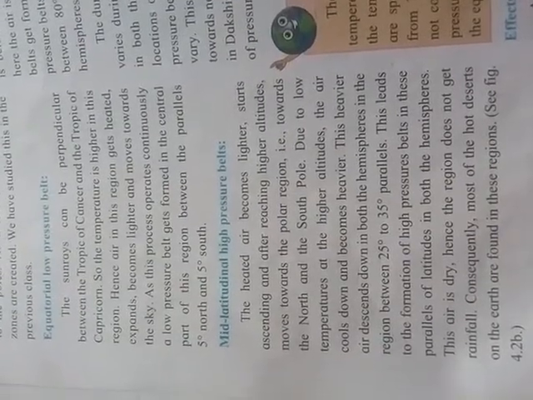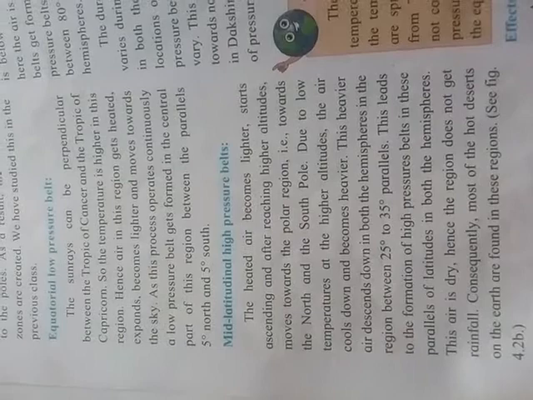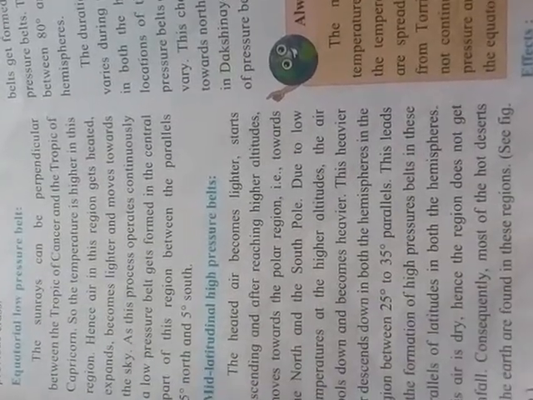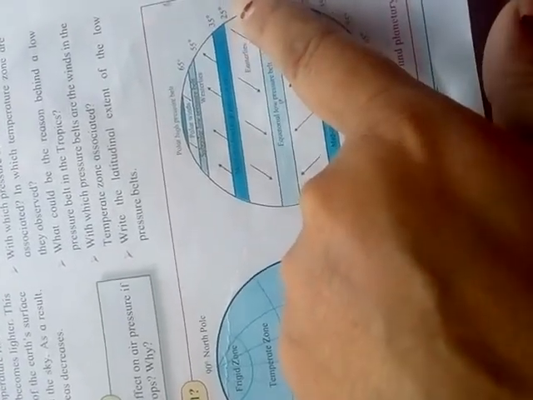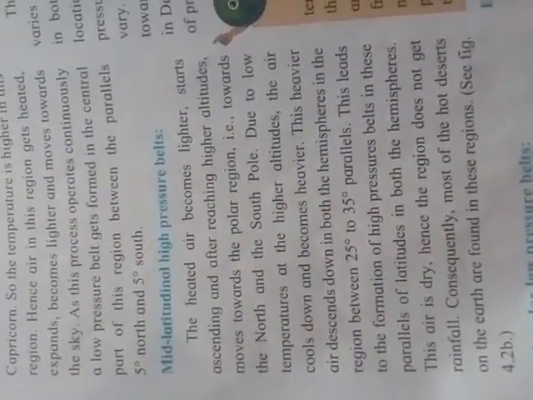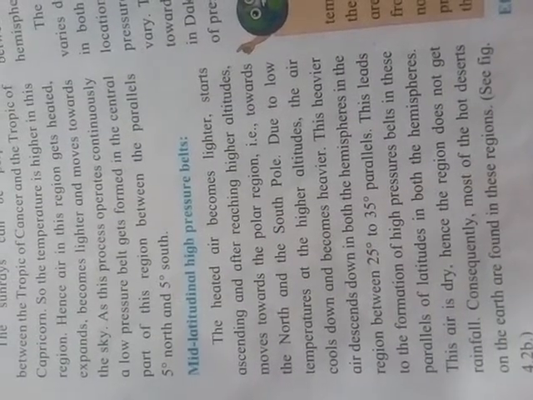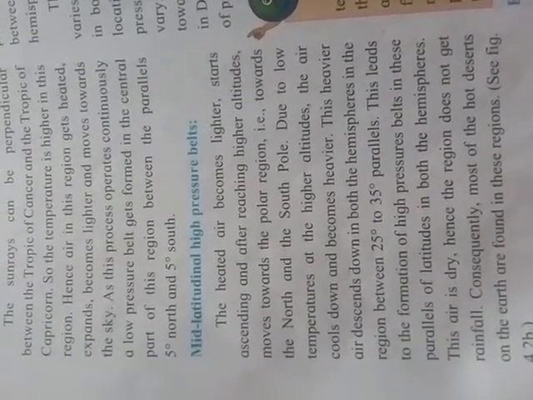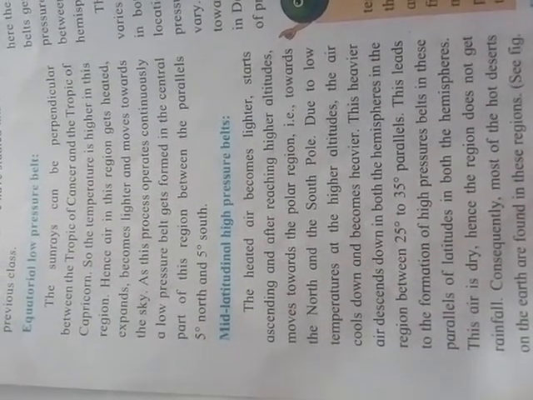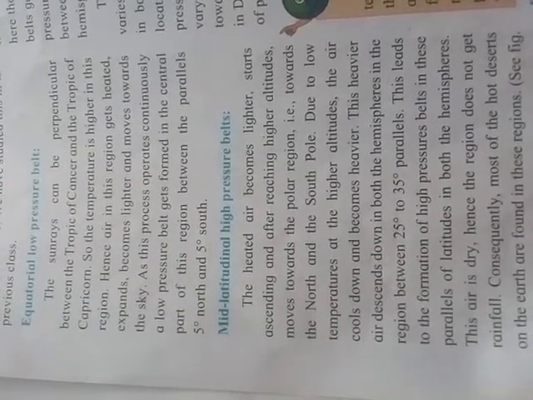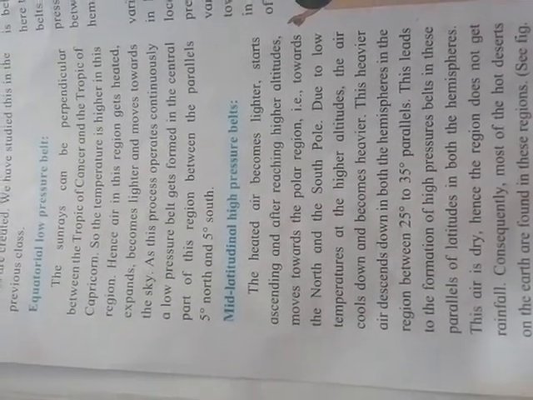This heavier air descends down in both hemispheres in the region between 25 degrees and 35 degrees parallels. This leads to the formation of a high pressure belt at these parallels of latitude in both hemispheres.